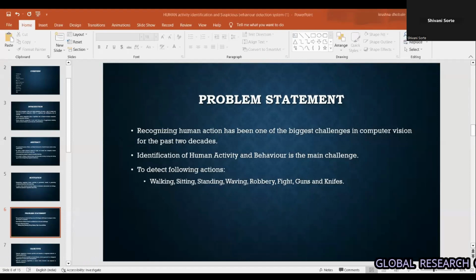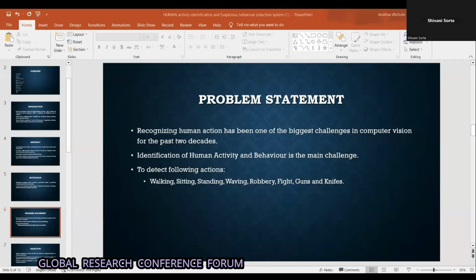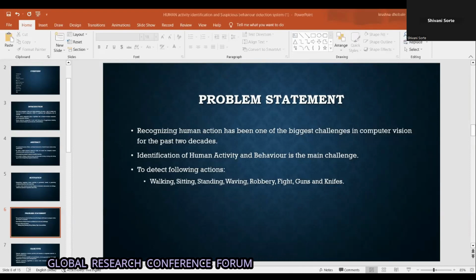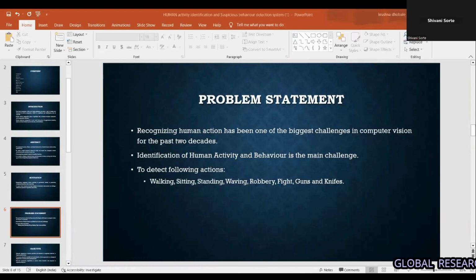For future scope, moving further, we can integrate the system with IoT devices, Internet of Things devices, for use in smart cities, in public areas, where we can keep a surveillance eye, and we can use multimodal data fusion.